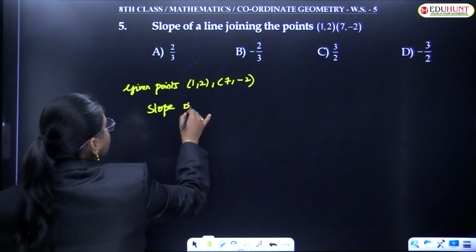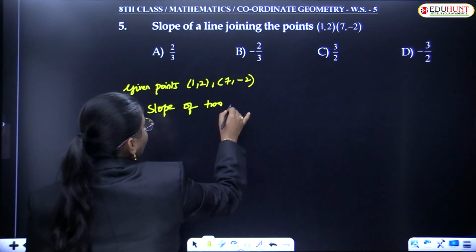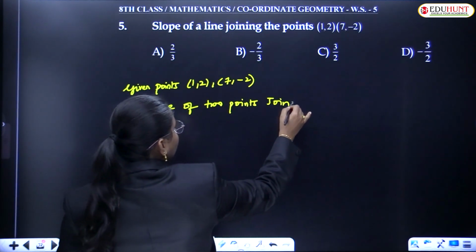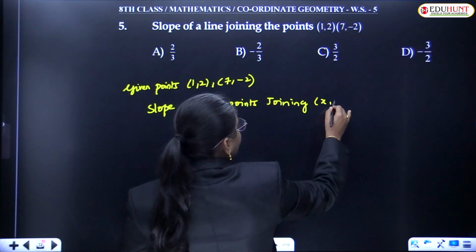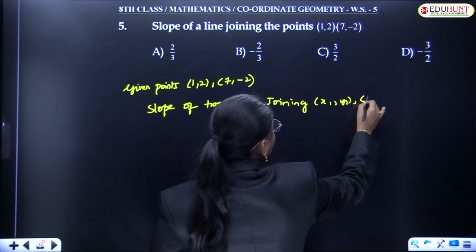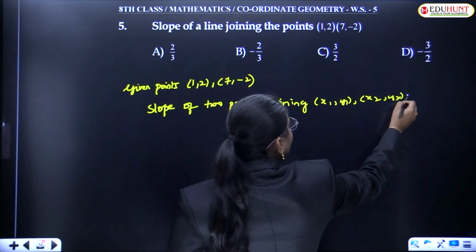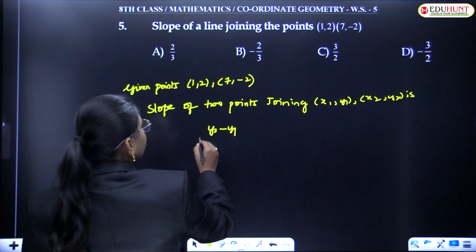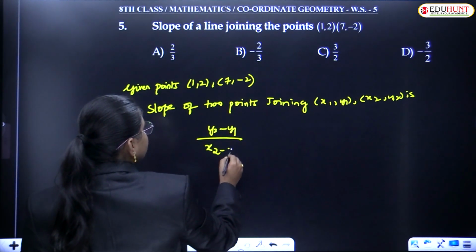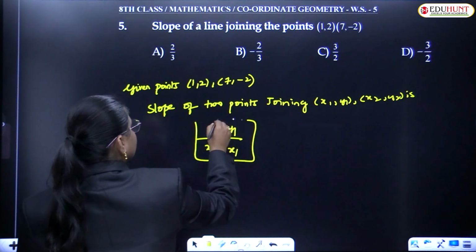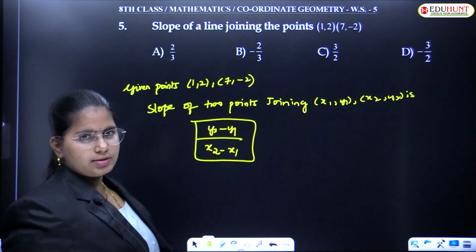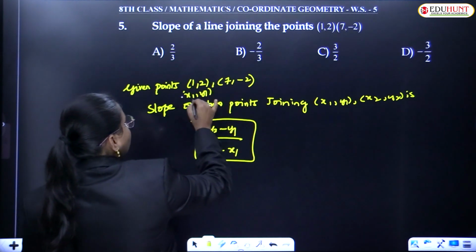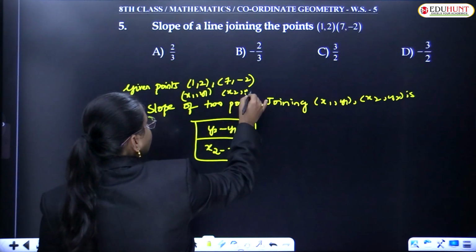I told you in the concept, the slope of the line joining two points (x1, y1) and (x2, y2) is, what is the formula? (y2 minus y1) by (x2 minus x1). Right? This is the slope formula. Yes or no? So let me label these points: this is x1, y1 and this is x2, y2.